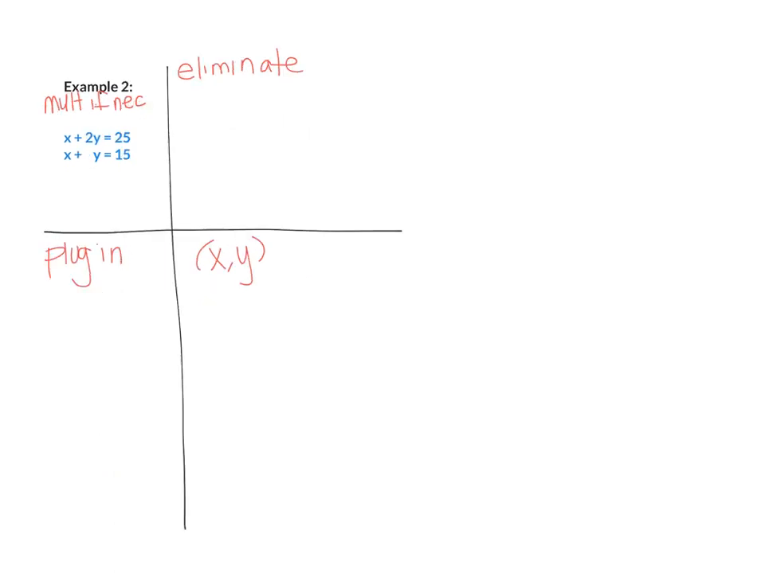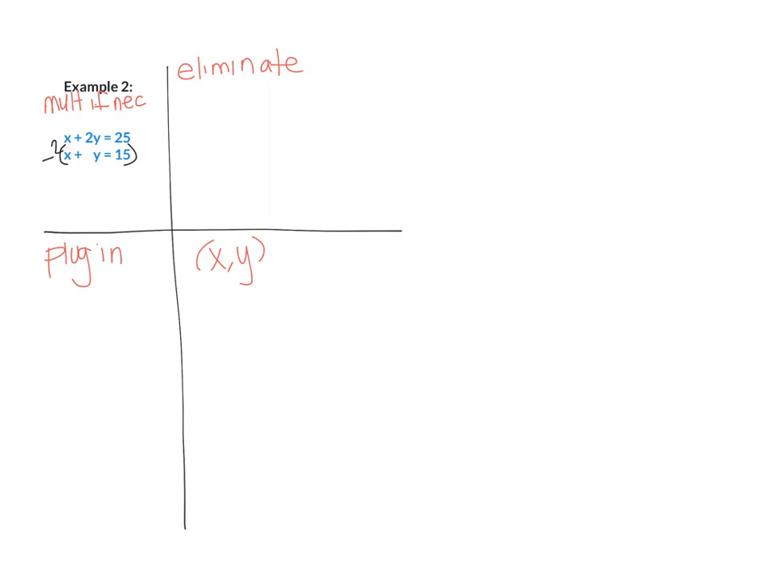Example 2. I have x plus 2y equals 25 and x plus y equals 15. In this example, I don't have one variable that is positive and one that is negative. So that means I need to multiply one of the equations so that way I can have one that is opposite, one being positive, one being negative. So in this case, I'm going to multiply this second equation by a negative 2.